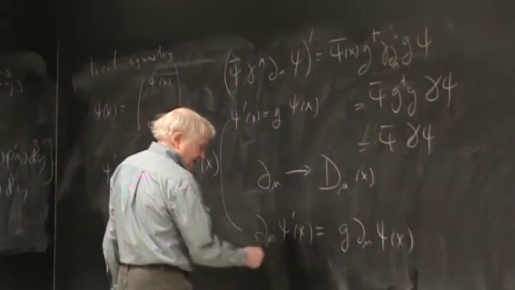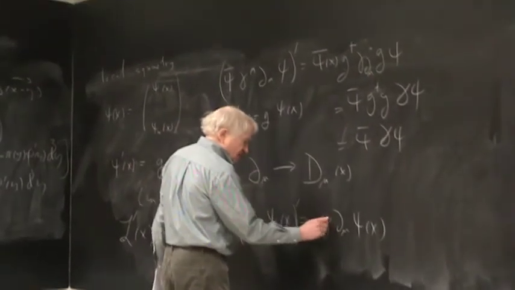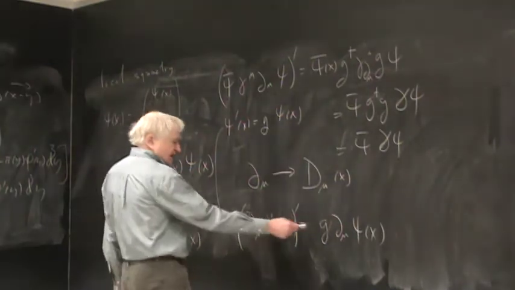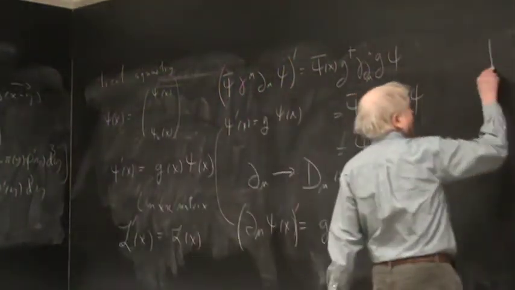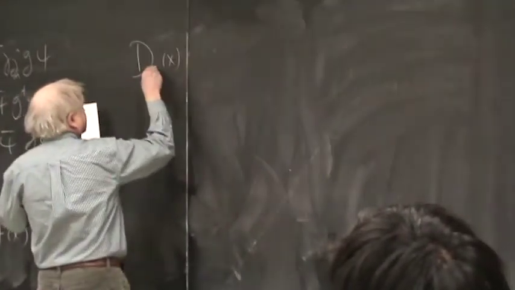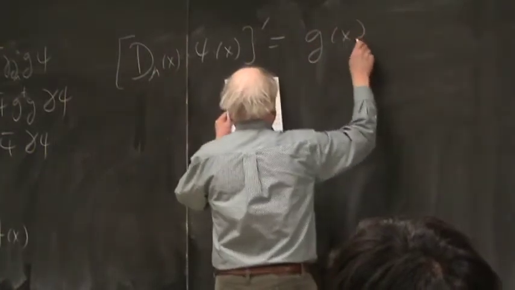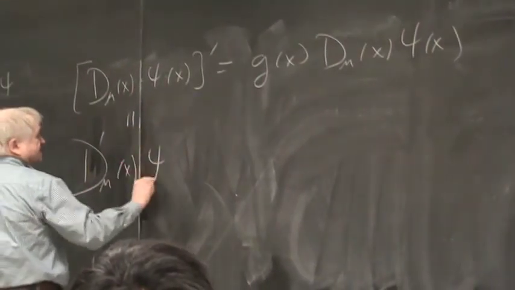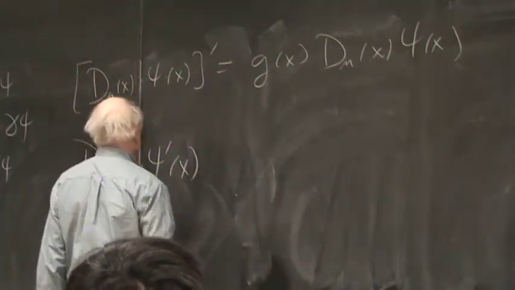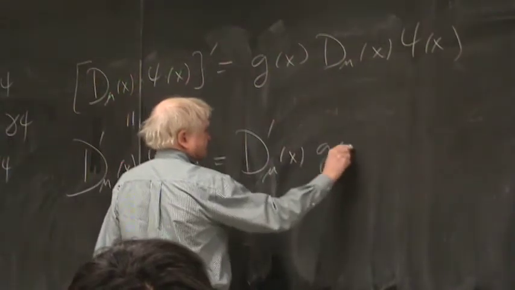So one simply has this structure here, which is very simple. In other words, you can even put the prime on the outside. D mu psi of x, prime, is just g d mu psi of x. And that works because g doesn't depend upon space-time. So now for a more general case, we'd like D mu of x psi of x, prime, to equal g of x D mu of x psi of x. And so this is equal, of course, to D prime mu of x psi prime of x. And we want that to equal this. But we know what psi prime of x is, namely it's g of x psi of x.